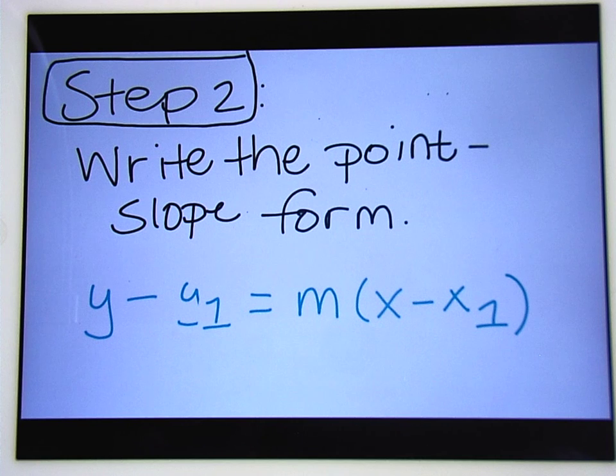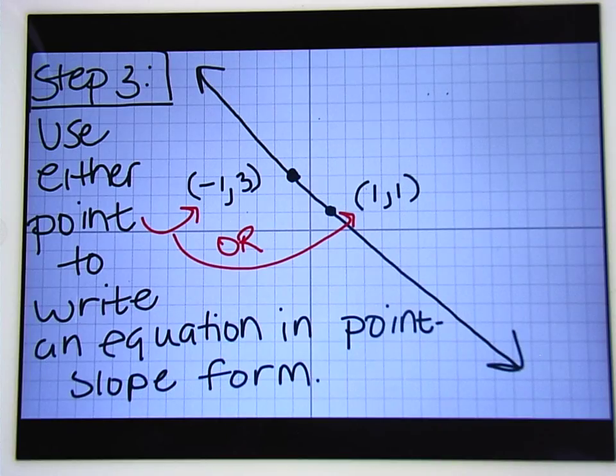Step 2, you're then going to write the point slope form. y minus y sub 1 equals m times the difference of x and x sub 1. Step 3, you're going to use either point, either negative 1 and 3 or 1 and 1, to write an equation in point slope form. It doesn't matter which of these points you use, either one will produce a correct answer.